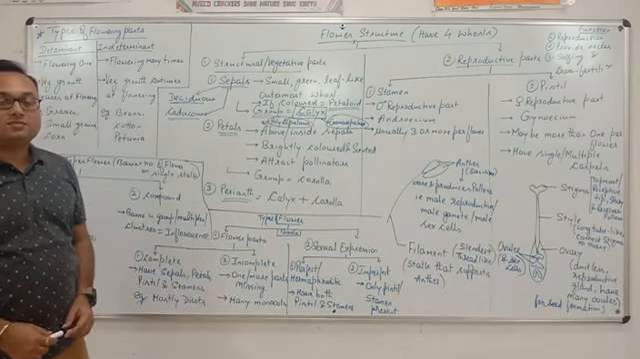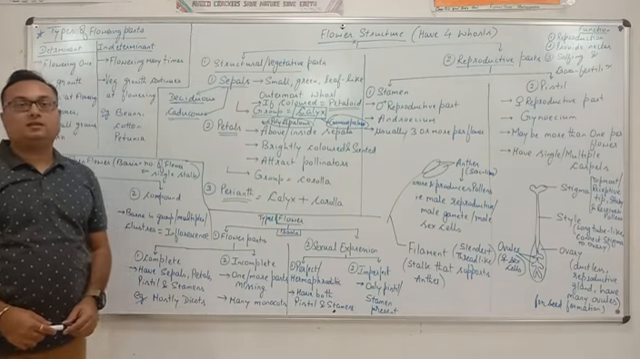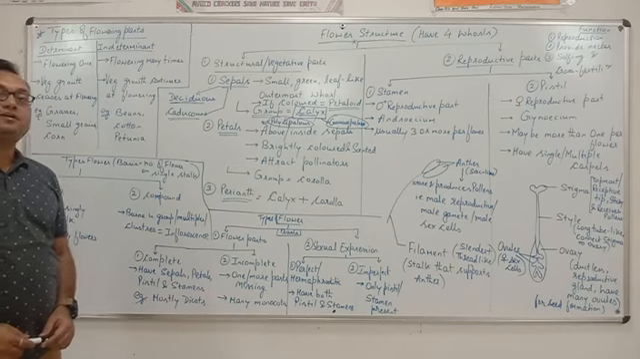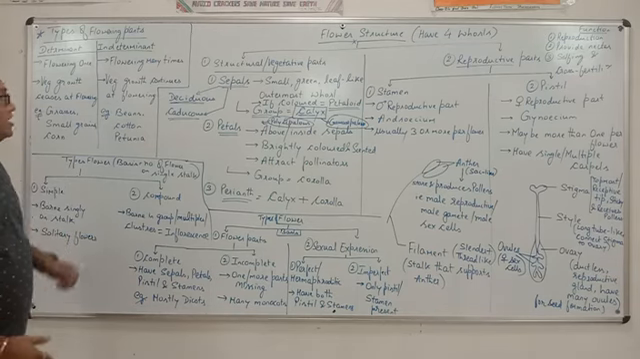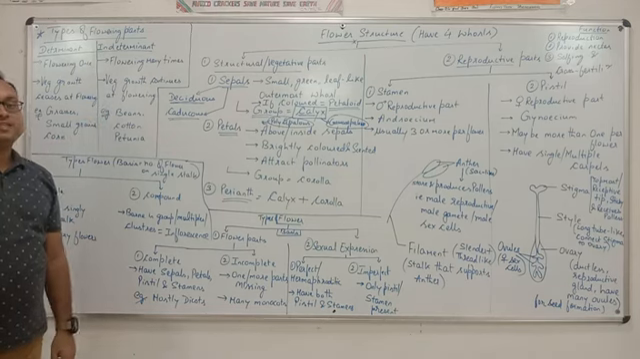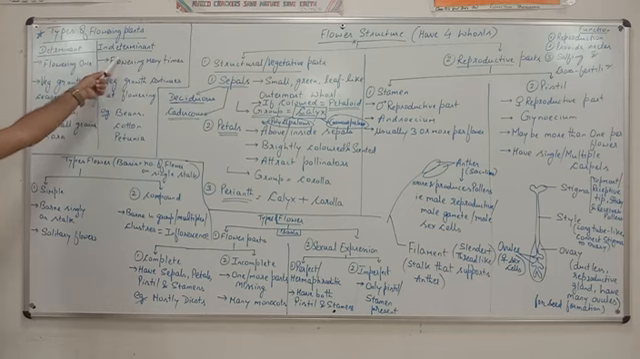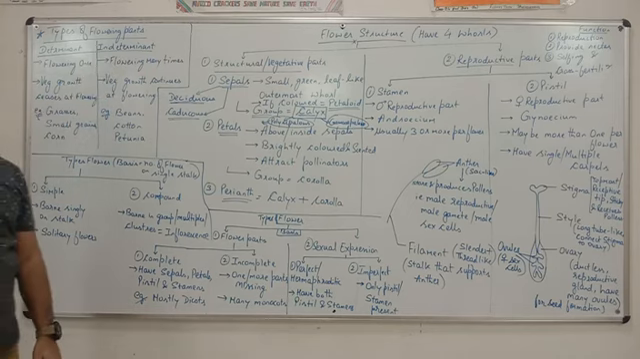In the last class, we discussed the basic structure of a flower, and today we will continue this topic. We will start today with the types of flowering plants. The flowering plants are divided into two major categories, which are determinate and indeterminate type of flowering plants. What are the details of these two categories?